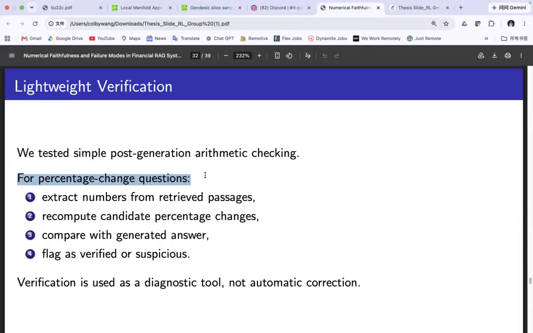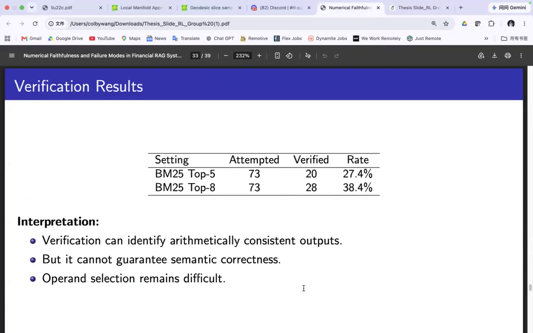Let's say the retrieved passage contains 10 different numbers. It depends on the query. Let's say the query asks for change, then we'll do the minus operation, and we'll try all the pairs of numbers. They will produce 10 choose 2 answers, and we compare all the answers against the generated answer. If none of the answers matches the generated answer, we'll flag it as suspicious. If one of the answers matches the generated answer, we'll flag it as verified. This is a very simple diagnostic tool and it's not automatic correction.